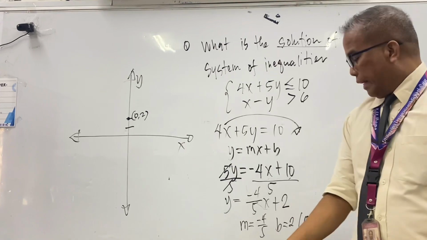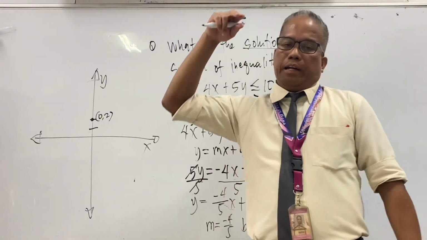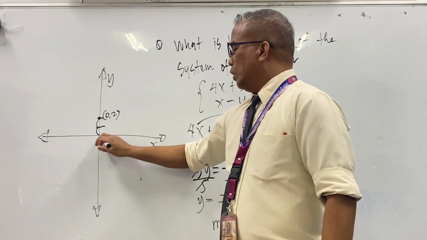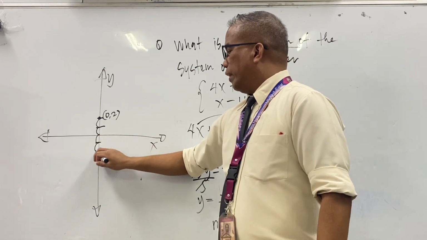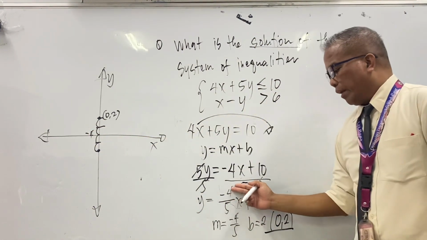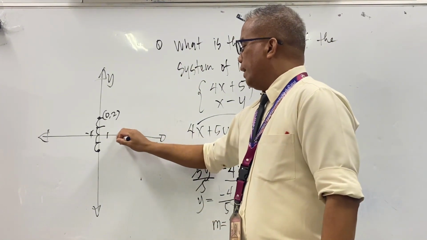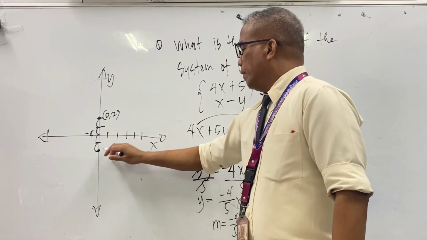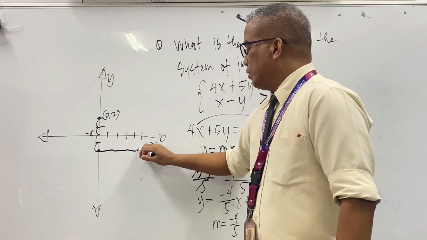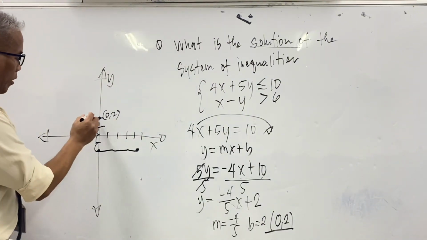And then the slope is negative 4 over 5. Since it's negative, it means negative 4 units downward from here. 1, 2, 3, 4. So 4 units downward, negative 4. We have got the numerator here. Then 5 units going to the right. So from here, 1, 2, 3, 4, 5. So approximately here. Then after that, we are going to connect the points.